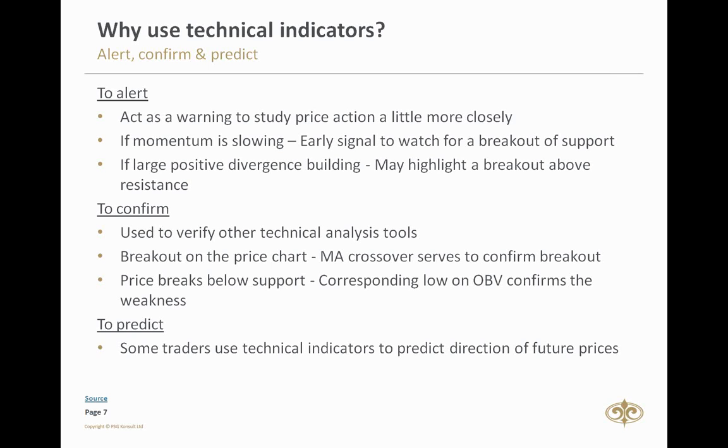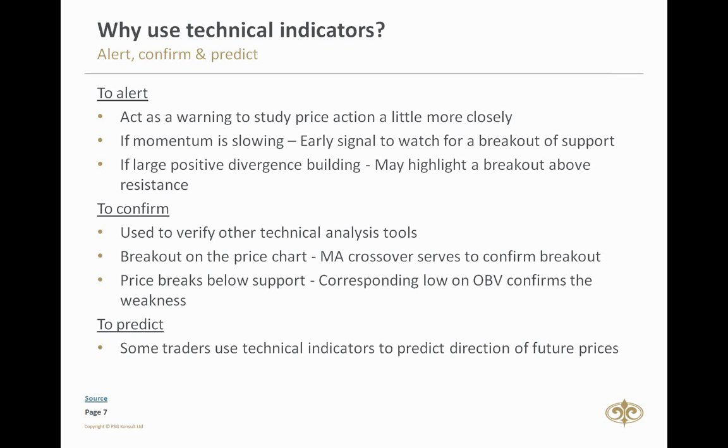Why do we use technical indicators? Three reasons mainly: to alert us, to confirm, and also to predict certain levels. When it comes to alerting, obviously some indicators, especially when it comes to price action, we look at line charts, bar charts, or candlestick charts. It alerts us to do further investigation.